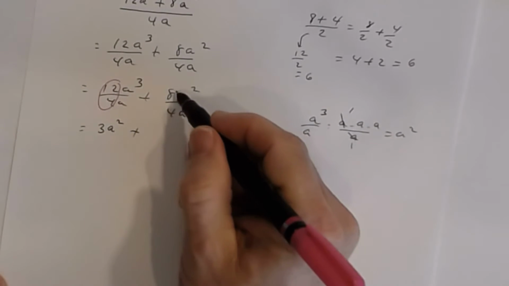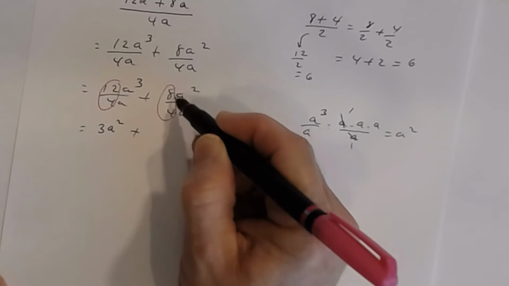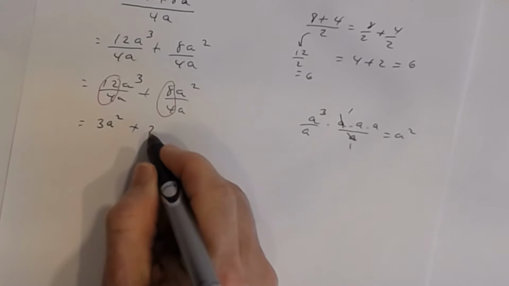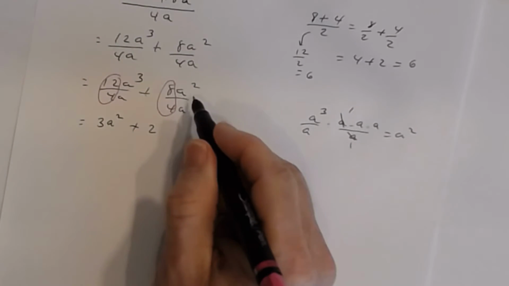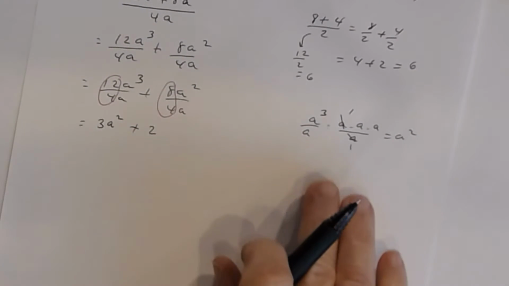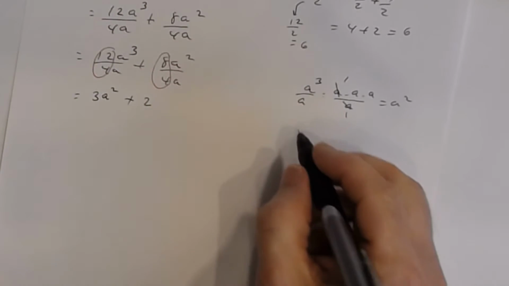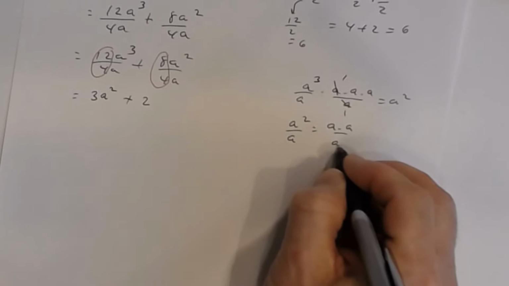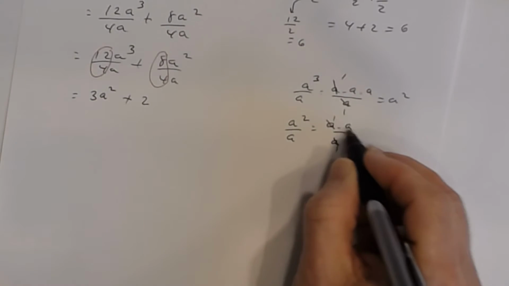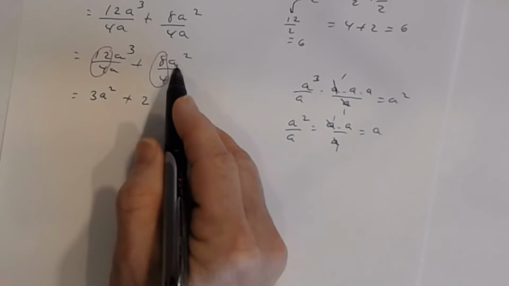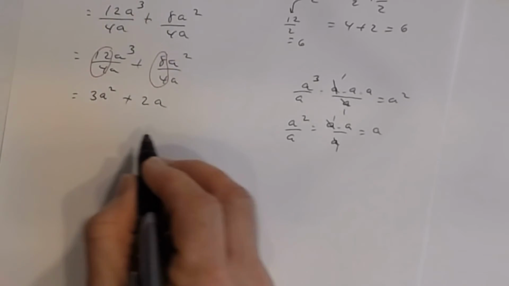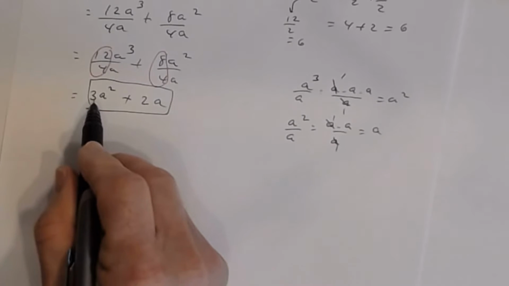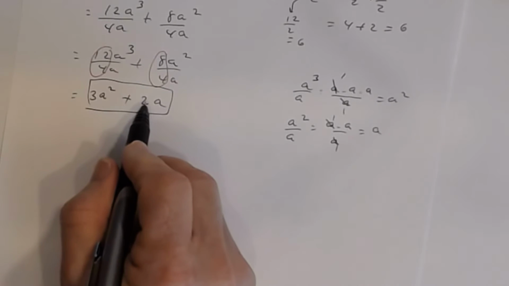If you need to, cover up some stuff or circle some stuff. Here, 8 divided by 4, that's a nice thing to look at because that's just 2. And then a squared divided by a, think of this point of view as well, just like we did here. So a squared divided by a means a times a divided by a, and then reduce. So a squared divided by a is just a. And there's your answer. Now don't say that's 5, because remember, those are not like terms.